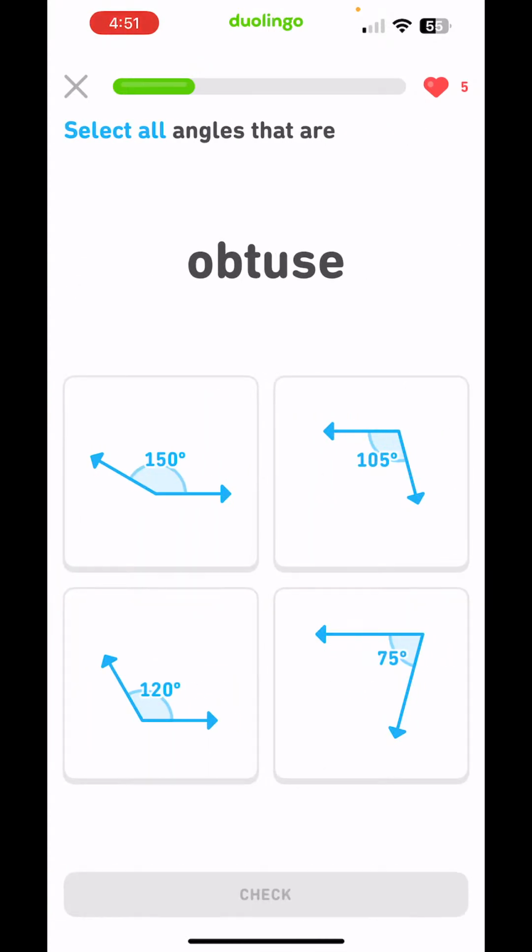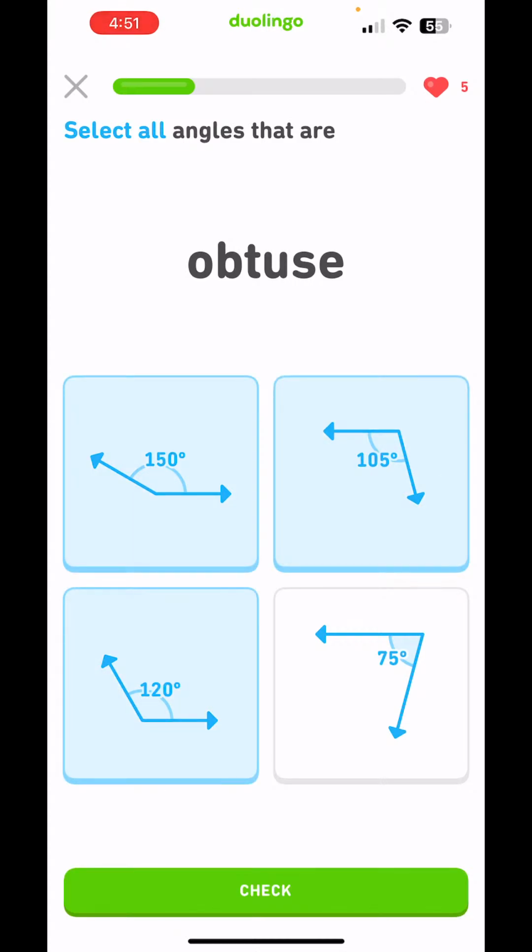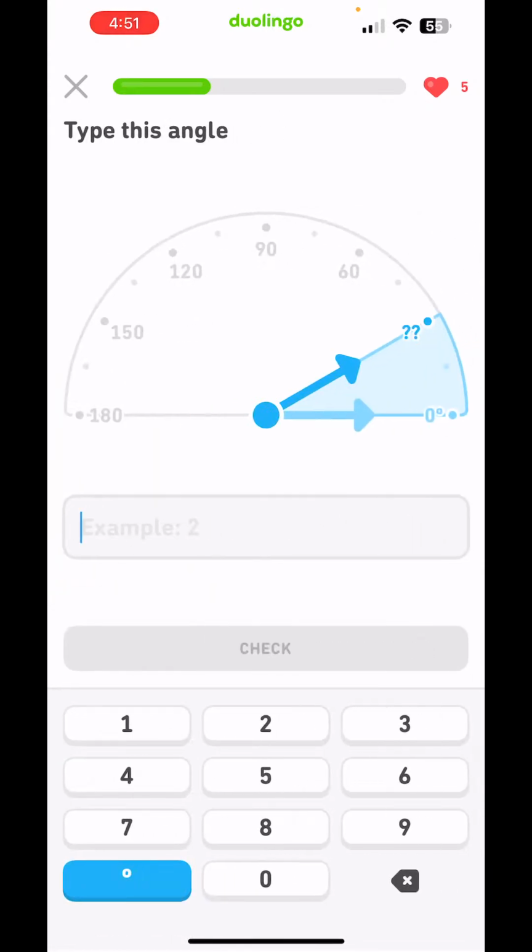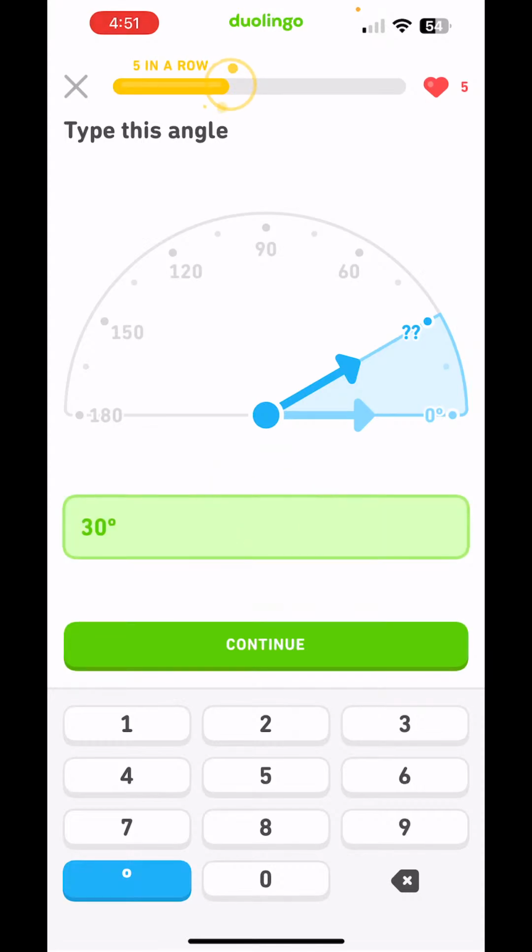Obtuse. So, we remember obtuse angles are more than 90 degrees. So it would be this 105, 150, and 120. Type this angle. Okay, what would this be? Okay, so you have 0, 15, 30? Would it be 30? What do you guys think? I think it's 30. 30 degrees? Yeah, let's try 30 degrees. Oh, okay, got it right.